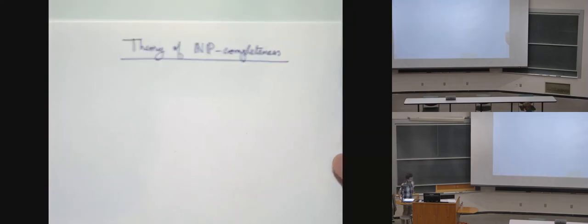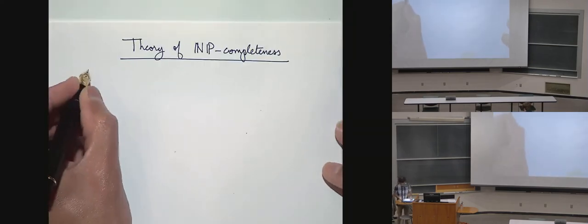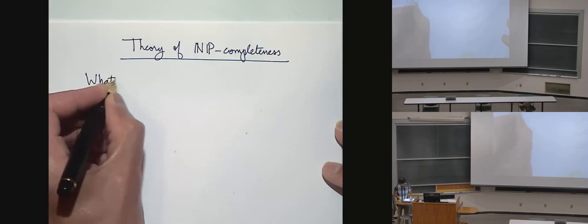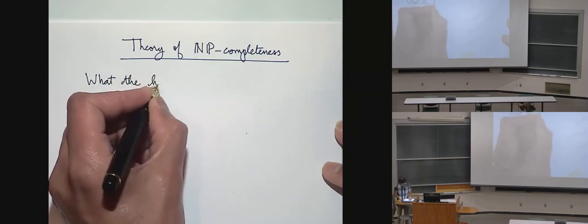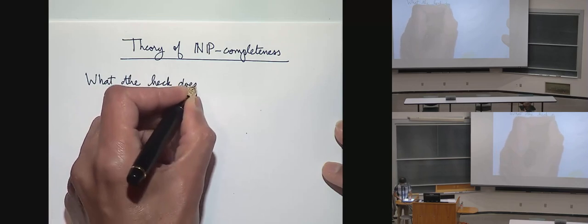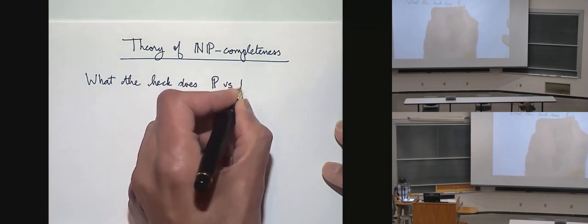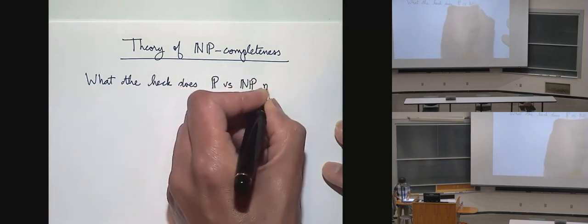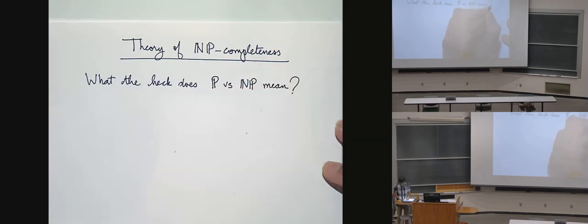Of NP-completeness, and maybe the subtext is, what the heck does P versus NP mean? And I think by now it's popular enough that most of you have probably heard this phrase or this term, P versus NP, but you might not have seen it defined properly anywhere.